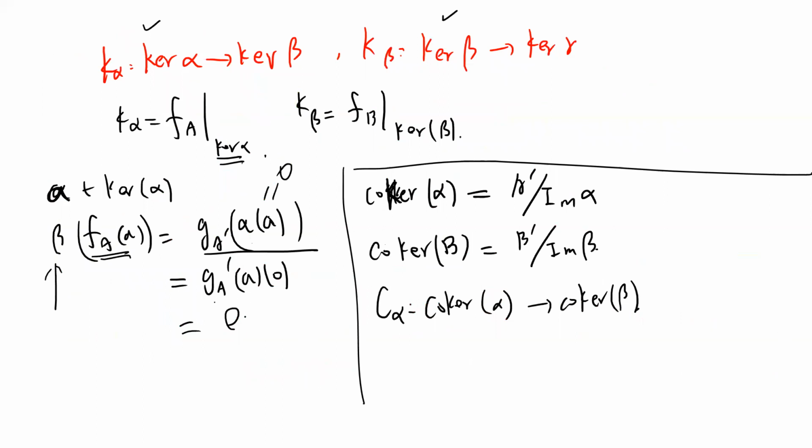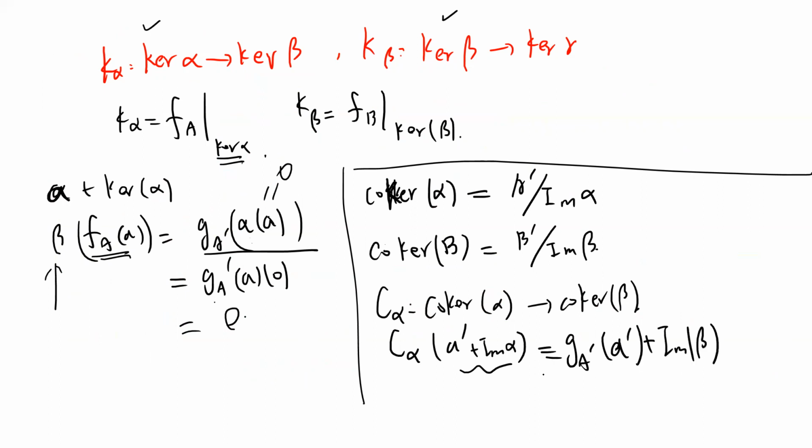So let's define, yeah, so let's see. If your C alpha acts on A prime plus image alpha, right? So this is the co-kernel, we define it to be G A prime A prime plus image beta, right? And the same for the C beta. Okay, so these two are well defined. So this is just definition, right? In order to show this is well defined, it's a little bit tricky. Yeah, because you need to. Okay, so let me just show C alpha is well defined.